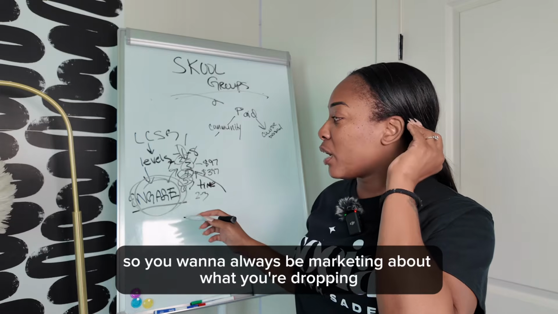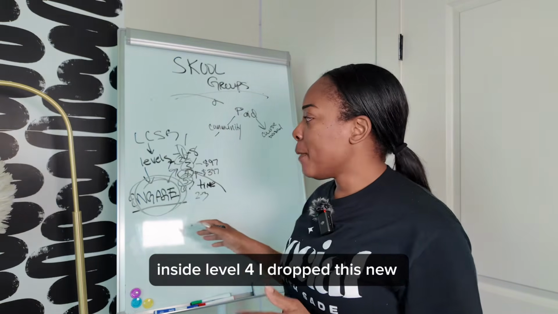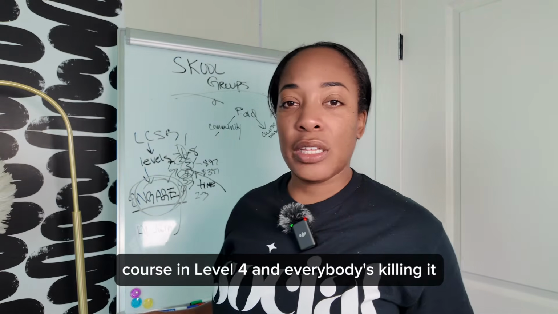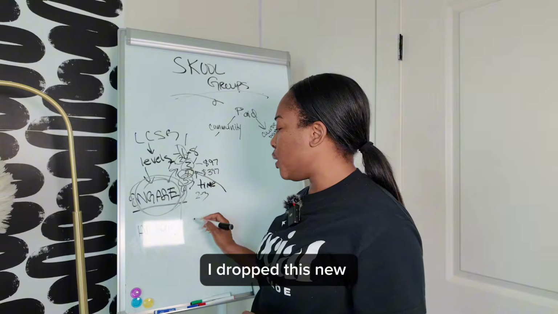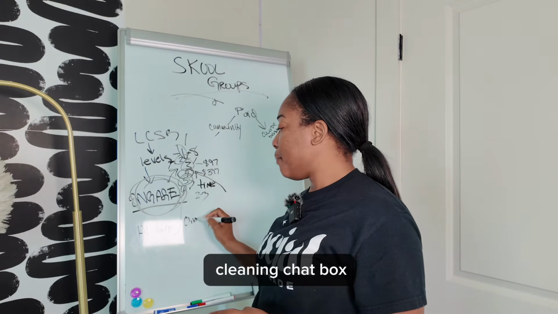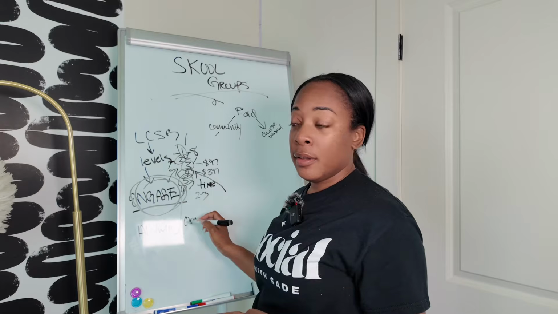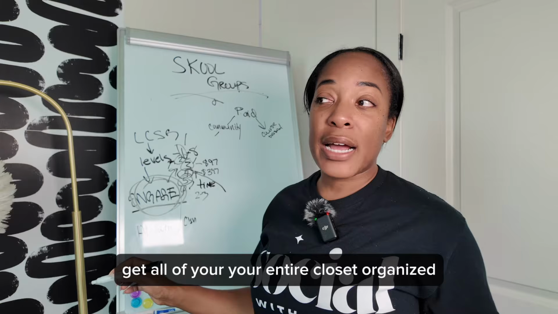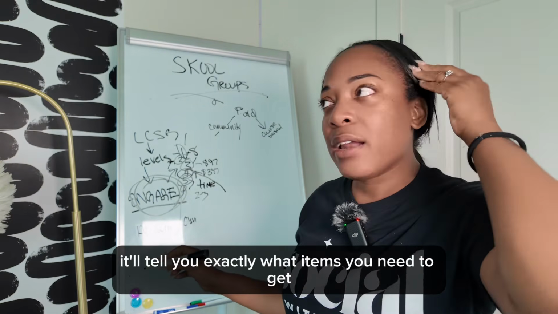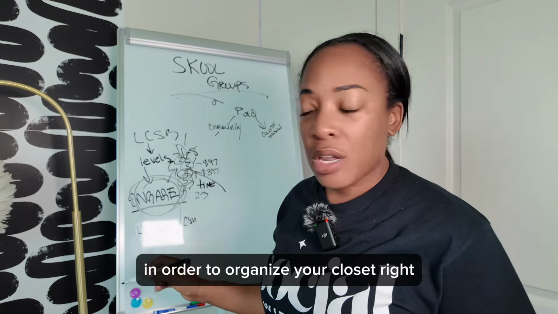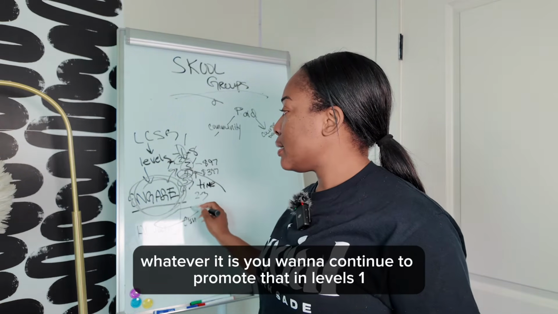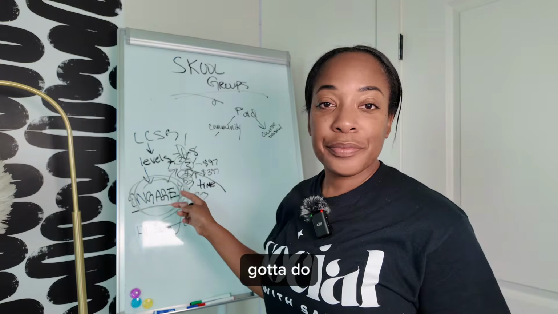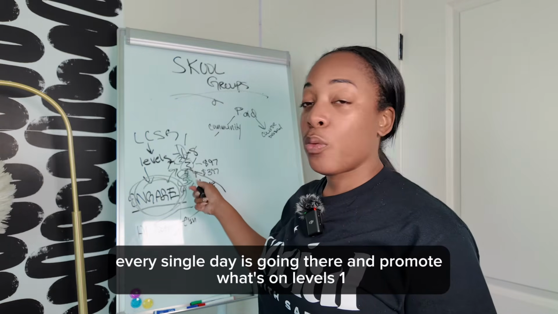So you want to always be marketing about what you're dropping inside level 4. I dropped this new AI twin course in level 4 and everybody's killing it. They're making their AI twins. I dropped a new cleaning bot, right? Where they'll tell you how to get your entire closet organized. If you take a picture, it'll tell you exactly what items you need to get in order to organize your closet, right? Whatever it is, you want to continue to promote that in levels 1, 2, and 3. That's all you got to do every single day is go in there and promote what's on levels 1, 2, and 3.